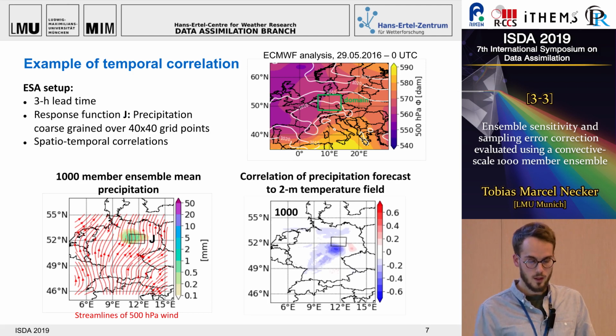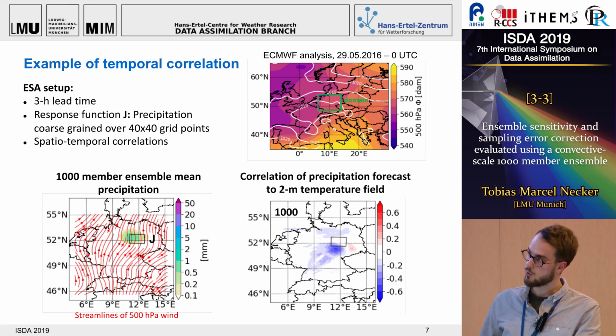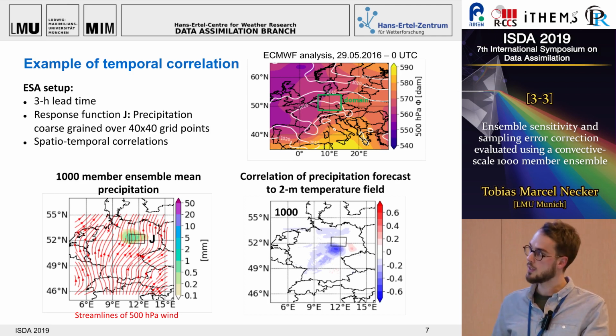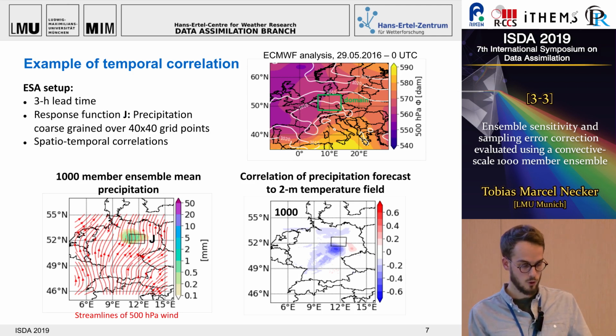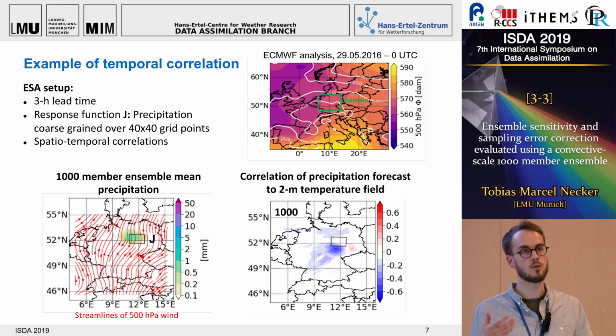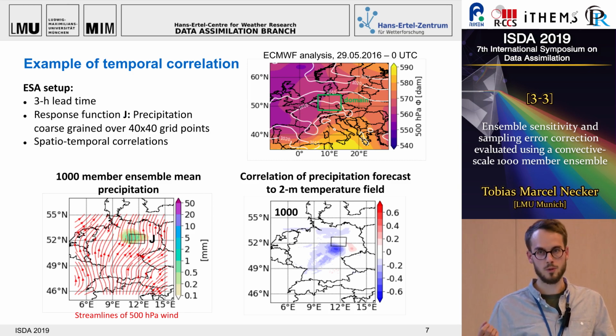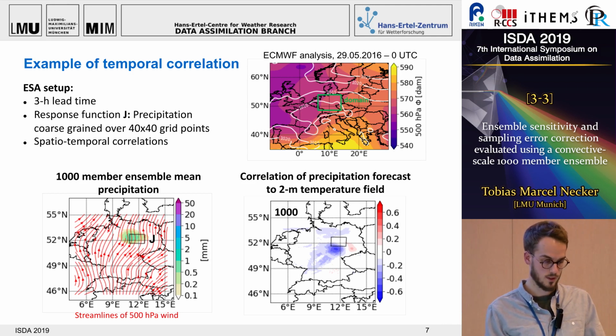And in red, you can also see the streamlines of wind, so you can see that there was a south to northward wind at 500 hectopascal. And then, how is the correlation field? We can see a negative correlation south of the response function, which makes sense if you assume that at earlier lead times we can have stronger precipitation, which leads to a cooling at the surface. So colder temperatures in some of the members indicated a stronger precipitation at a later forecast time. That's the correlation we can see here.